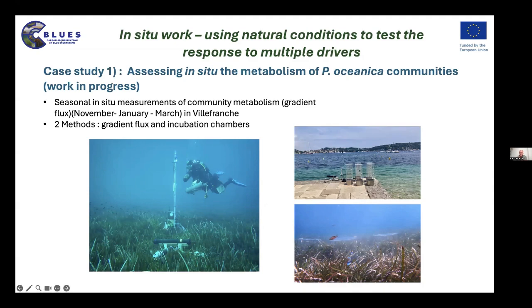We couple that with benthic chambers in order to really cross-validate the two methods, which provide similar results, but a little bit different information.